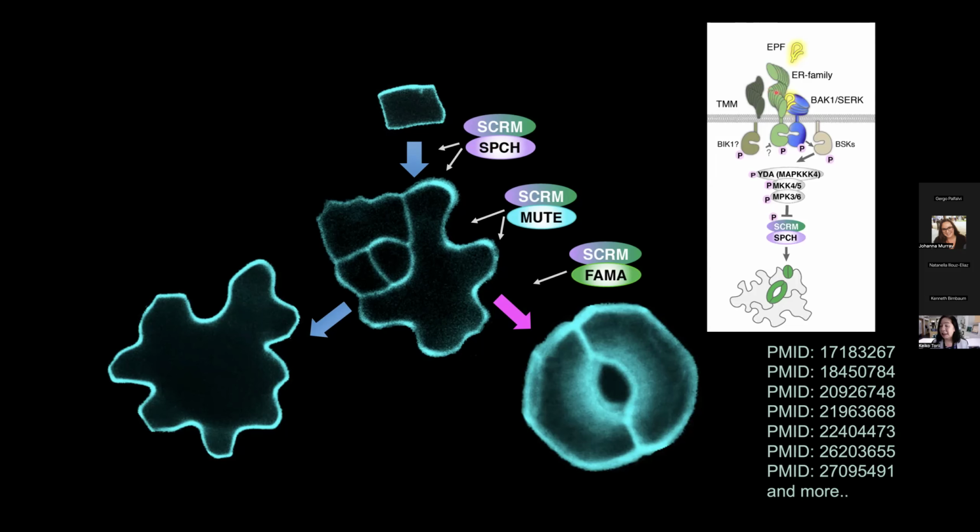including ERECTA, TOO MANY MOUTHS, and so forth, through a MAP kinase cascade, is critical to enforce which cells, during the two-dimensional differentiation of the epidermis, will become stomata or pavement cells, so that the plant's leaf can have the best fitness for gas exchange trade-off with water loss.